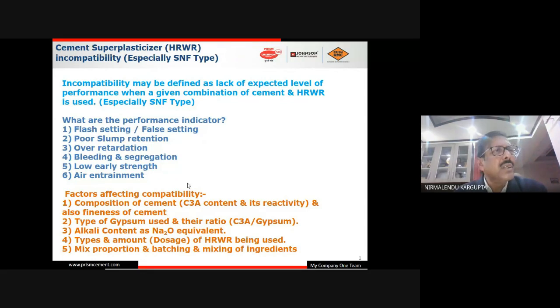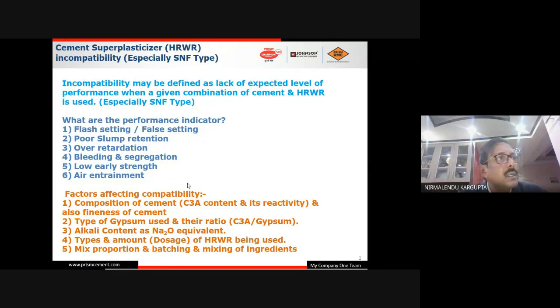Poor slump retention. You wanted 4 hours, you are getting less. You wanted good initial dispersion. The slump अच्छा नहीं आया, 100 भी नहीं आया. Incompatible. So what you expected, when you did not get that, then we call it an incompatibility. Very simple. Incompatibility का और कोई मतलब नहीं है.